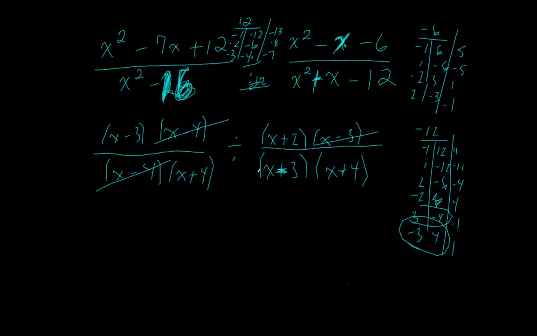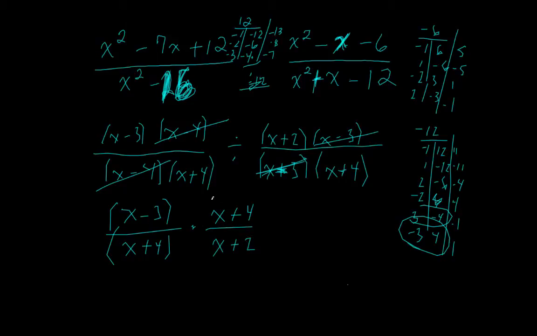But then that cancels out this as well, so maybe I didn't mean that. I don't know, whatever. So now those two are gone, and these two are gone. And we would note that x is not 4 and x is not 3. So then we're left with x minus 3 on top, x plus 4 on bottom, and the divided by we're going to now invert. So this x plus 4 goes to the top, and this x plus 2 goes to the bottom. So now these will cancel, and we'll have x minus 3 over x plus 2.